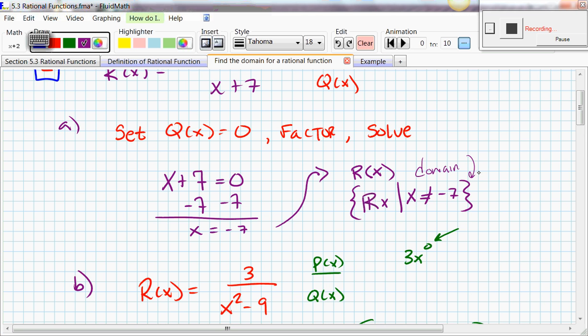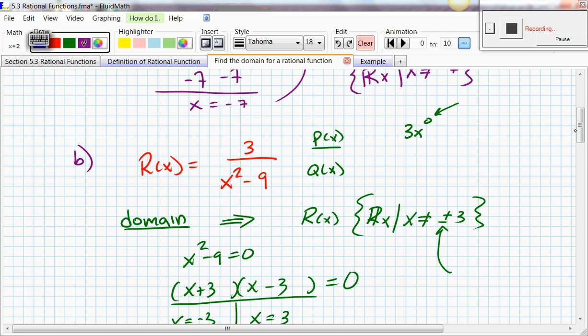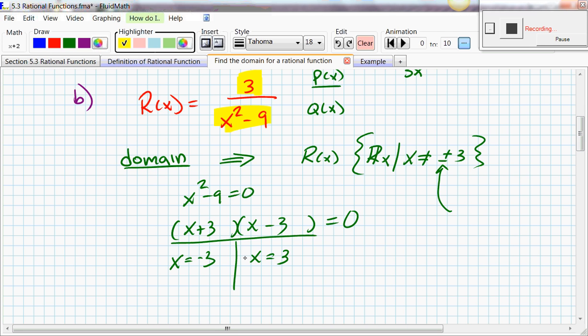And then we had another example here, 3 over x squared minus 9. Again, it's a rational function because it's just a polynomial over another polynomial. 3 represents the p of x, x squared minus 9 represents the q of x. So again, to get the domain, we set q of x equal to 0 and solve, so we factor the difference of two squares, and the domain is all real numbers x such that x is not equal to plus or minus 3. And it's okay to write your answer just like that.